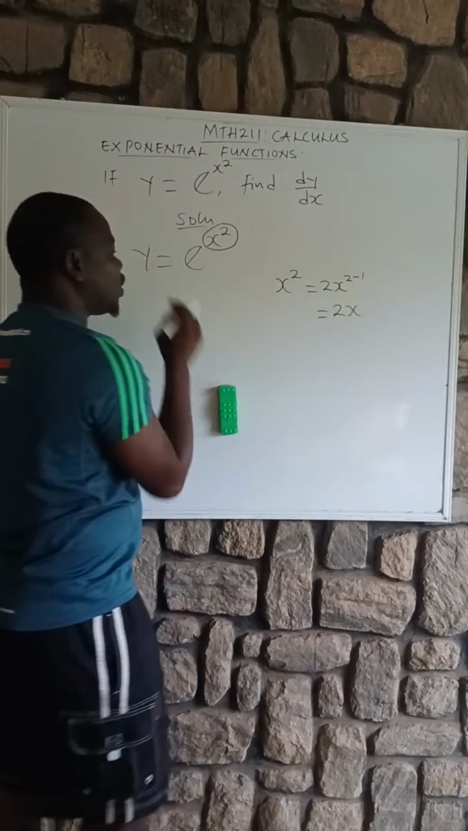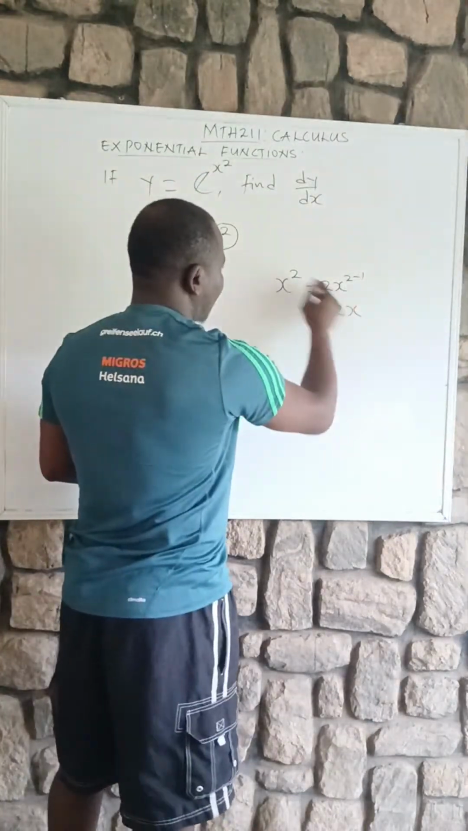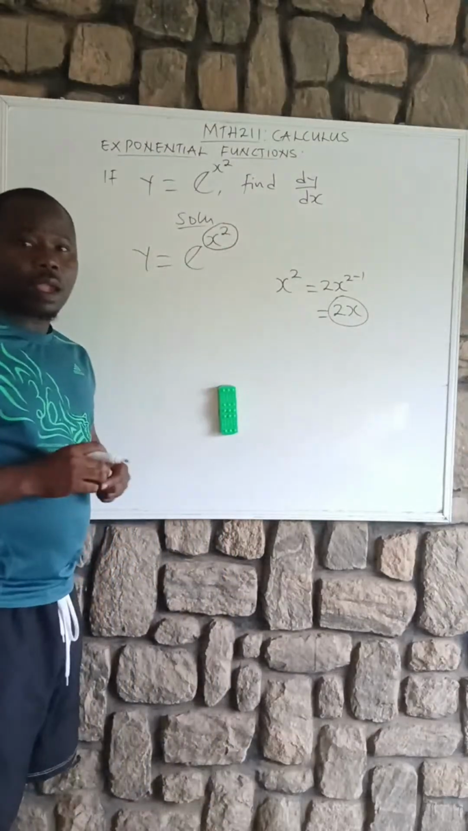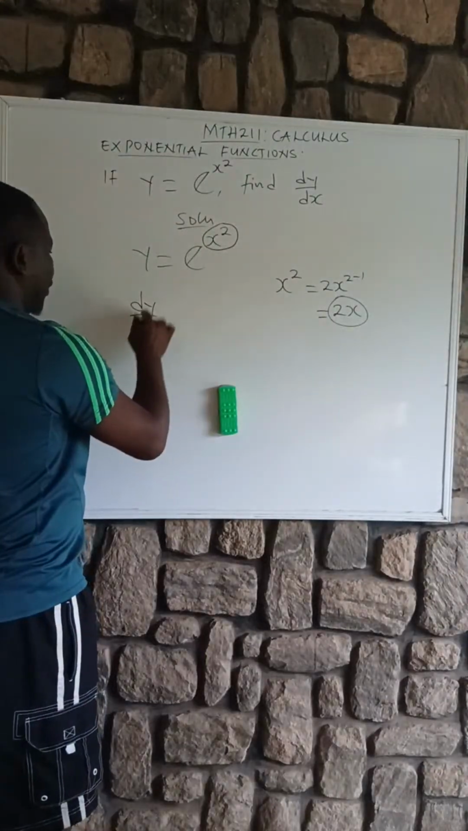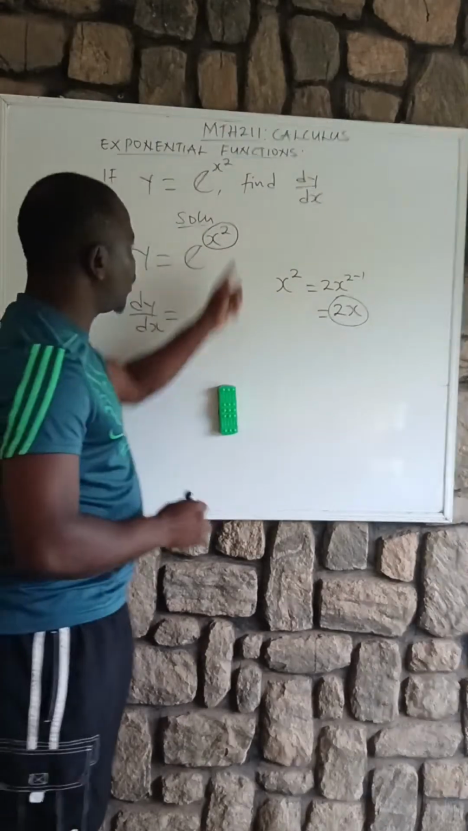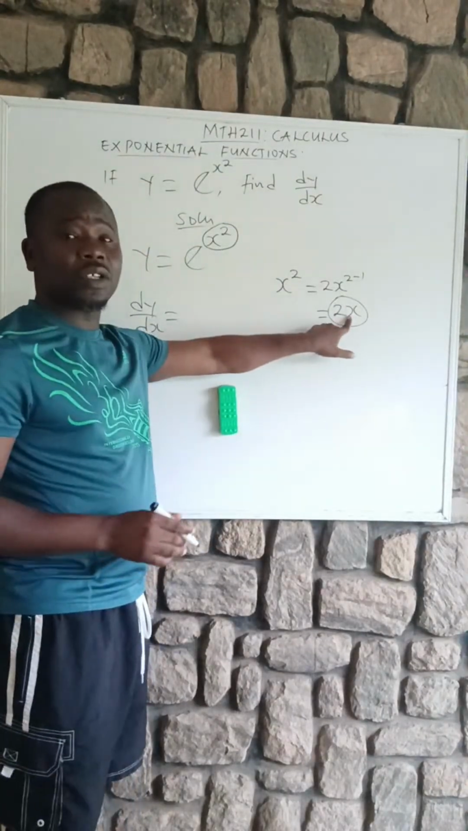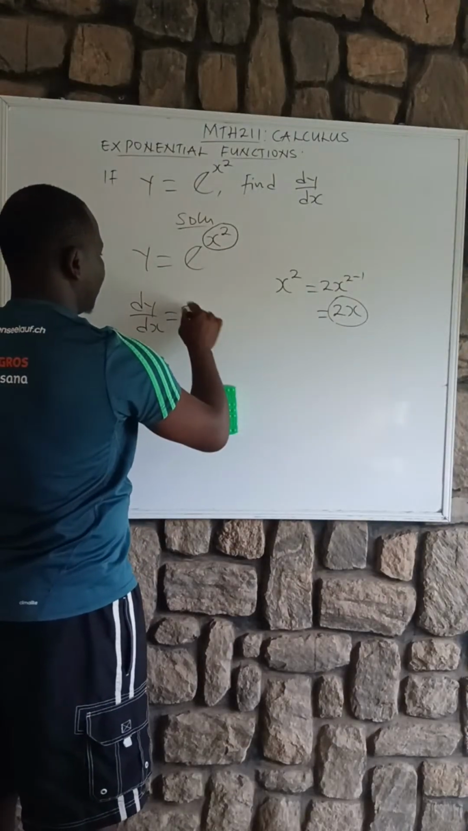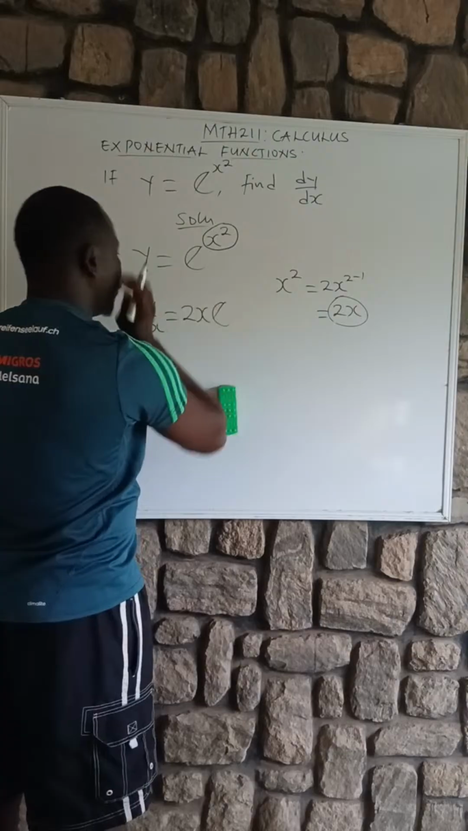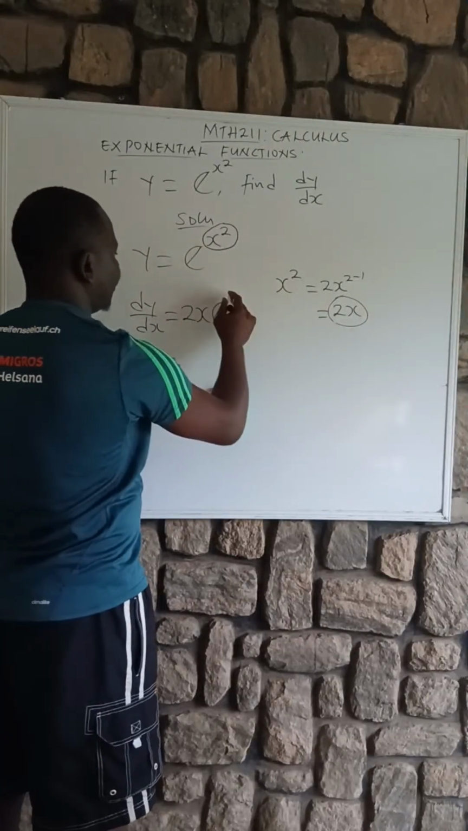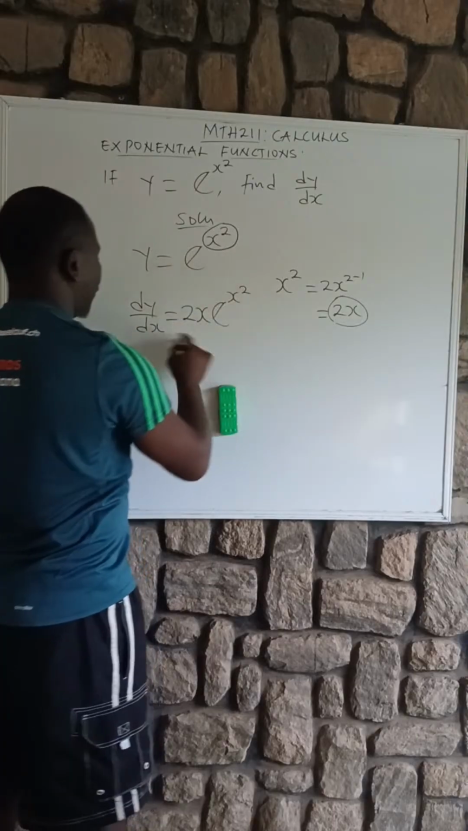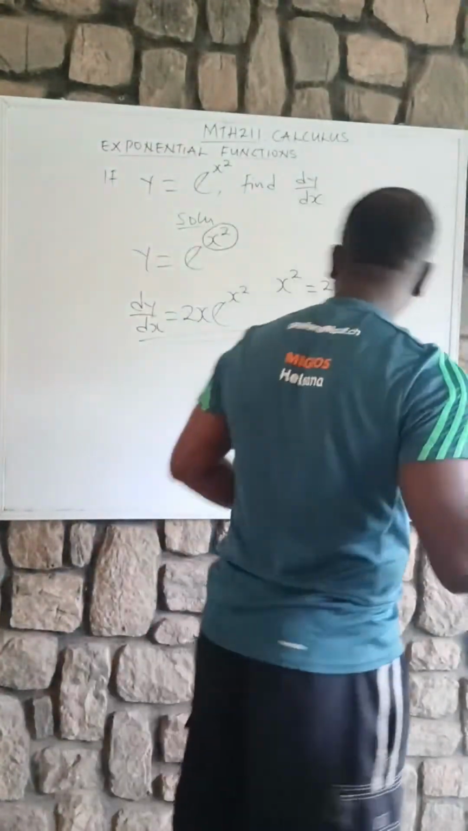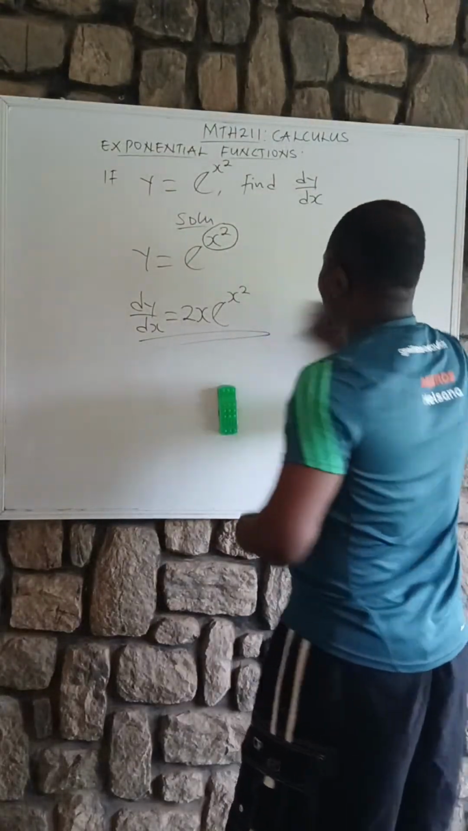So it means what you need to do, this function that you have differentiated, use it to multiply back this original function. How? So it means our dy over dx will now be equal to, as we differentiate this, it gives us 2x. So use this 2x to multiply this function back. So it means 2x times exponential x raised to the power of 2. This is the final answer. That is all. Are you following?